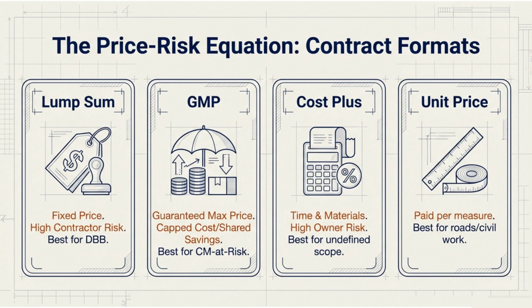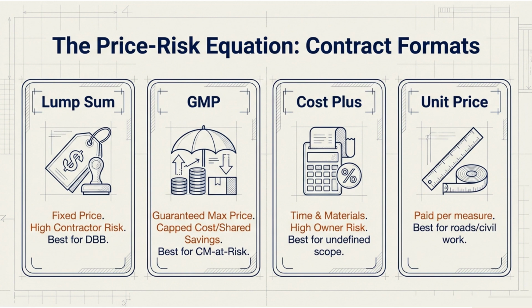First up, lump sum. Picture this. You walk into a restaurant, and the price for the meal is fixed. Doesn't matter if the chef burns the first attempt, doesn't matter if ingredients cost more. You're paying one price. That's lump sum. Fixed price, high contractor risk. The contractor eats the overruns. You get price security. It's best for design, bid, build projects where you have complete drawings. Think of it as the what you see is what you get deal.